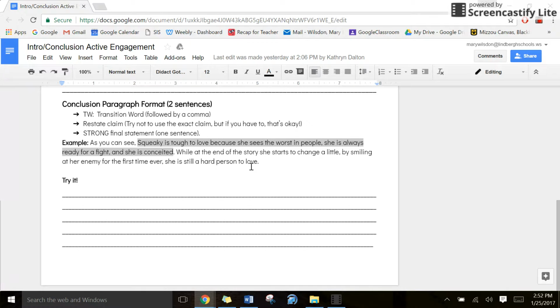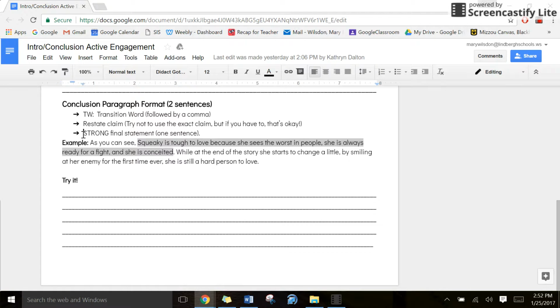Conclusions, not a lot we're expecting from conclusions. The first thing you need is a transition word followed by a comma. Yes, you definitely need some sort of transition word. If you use "in conclusion," I'm going to dock you points, so stay away from "in conclusion." Then you need to restate your claim. Try not to use the exact words of the claim, but if you have to, that's okay. Try to see if you can put this in your own words.